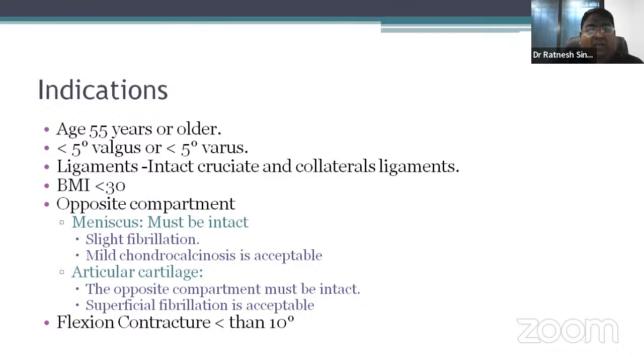Slight fibrillation or mild chondrocalcinosis is acceptable. It is not a contraindication. Articular cartilage in the opposite compartment must be intact, and superficial fibrillation is acceptable. Traction contracture should be less than 10 degrees.